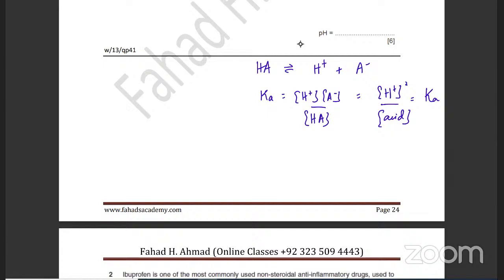Anyway, this is the Ka expression that you're going to use for a weak acid only.